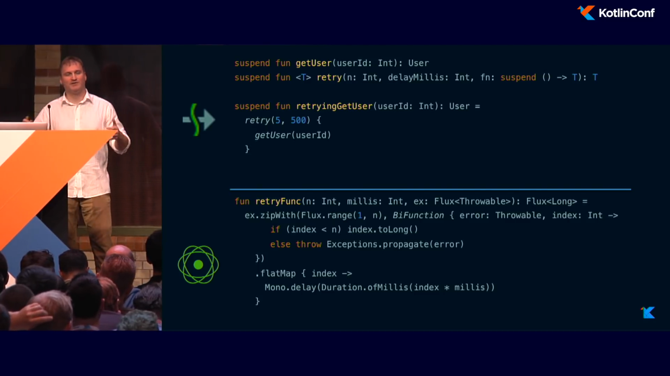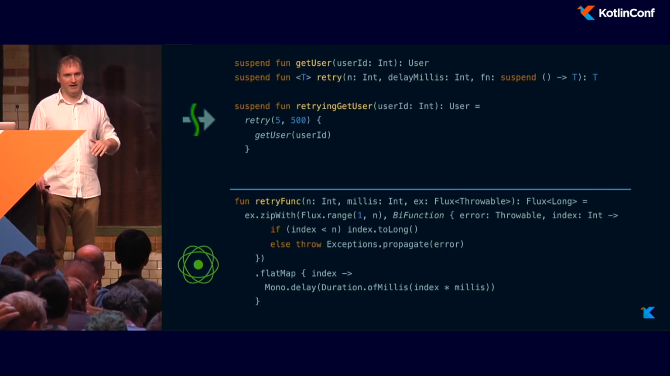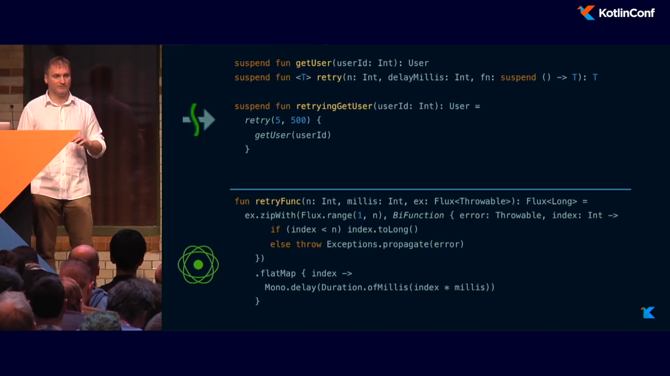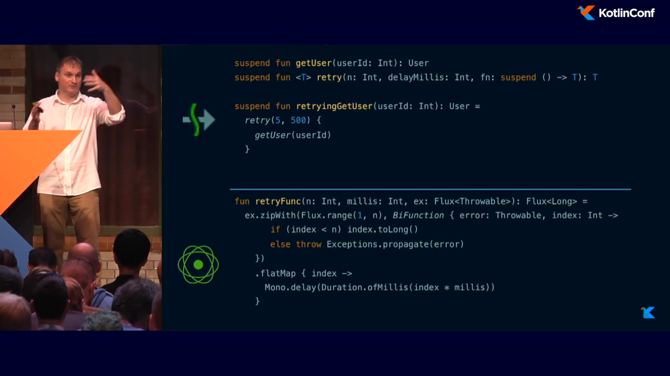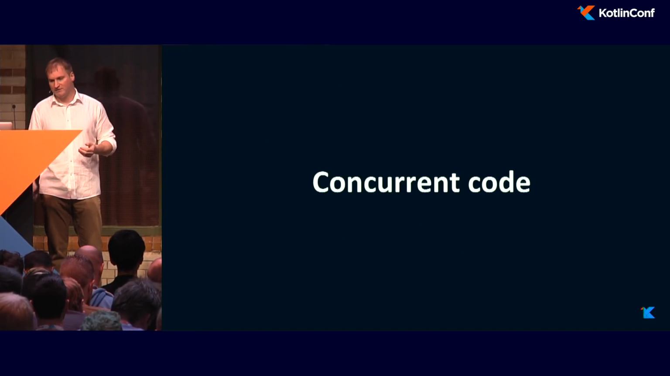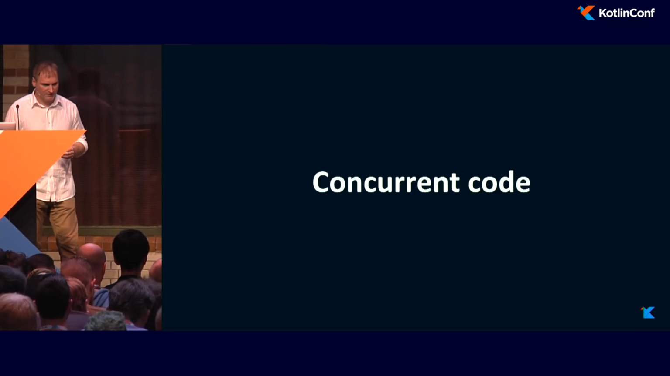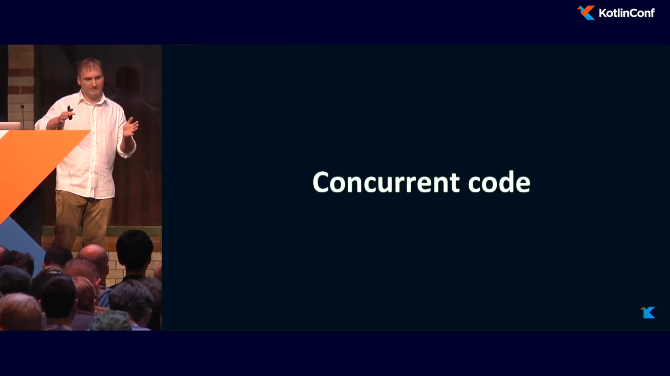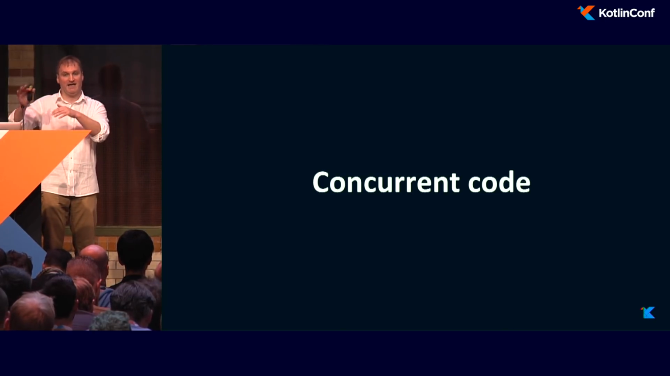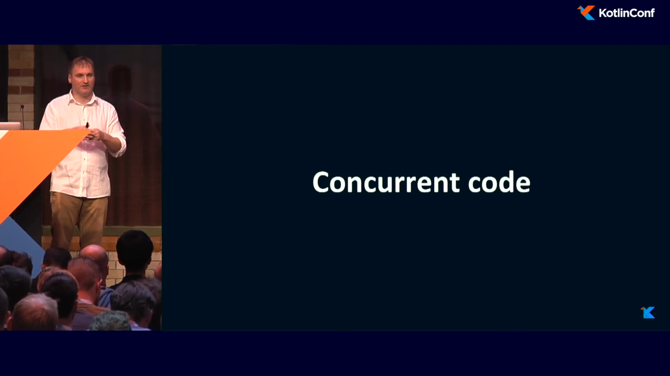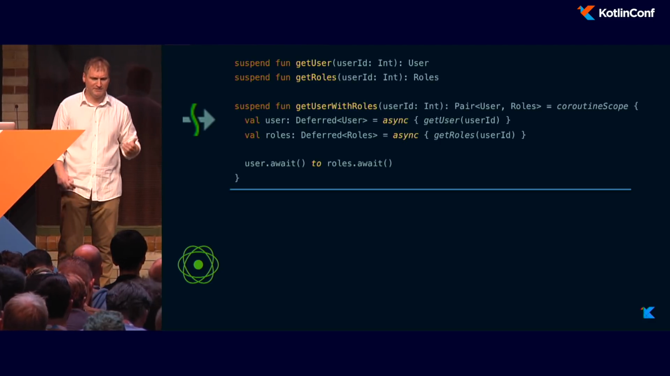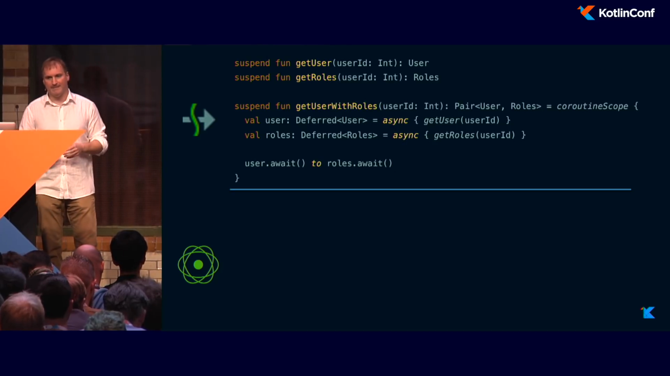So far we've seen sequential code, and in sequential code, this is where Kotlin shines because it was designed for sequential code to look very nice. But oftentimes in our applications, we have concurrent code. With concurrent code, you have a couple of operations which have to run concurrently, and then at the end, you want to gather the results of all of those operations and do something with them. So how do you do it with coroutines?